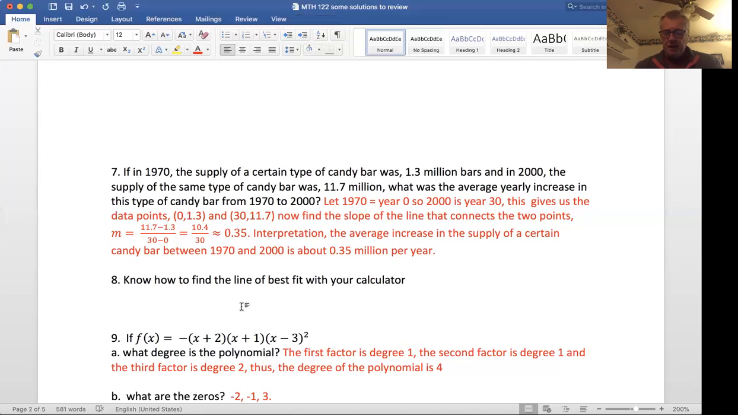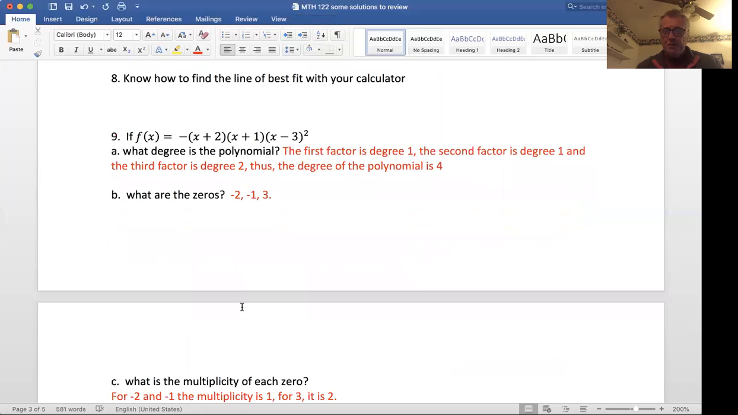Know how to find the line of best fit on your calculator? That's the LinReg information. Putting the x's into list 1, the y's into list 2, and using the LinReg feature of your calculator will give you this a and b. A is the approximate slope of the best fit line, and b is the y-intercept.